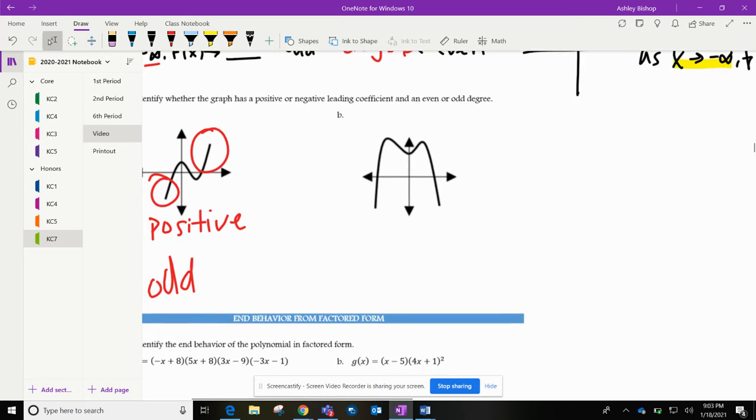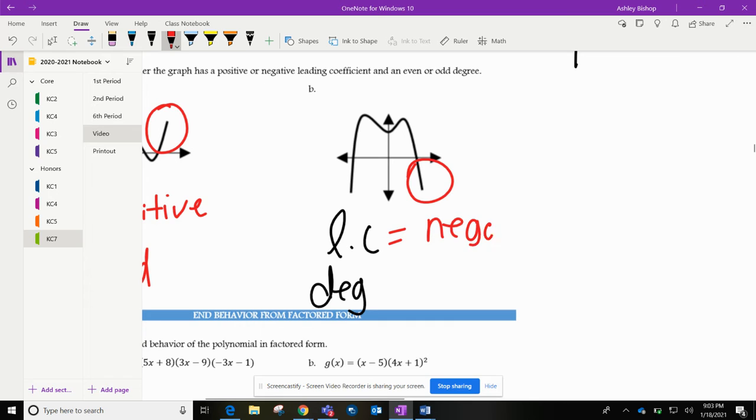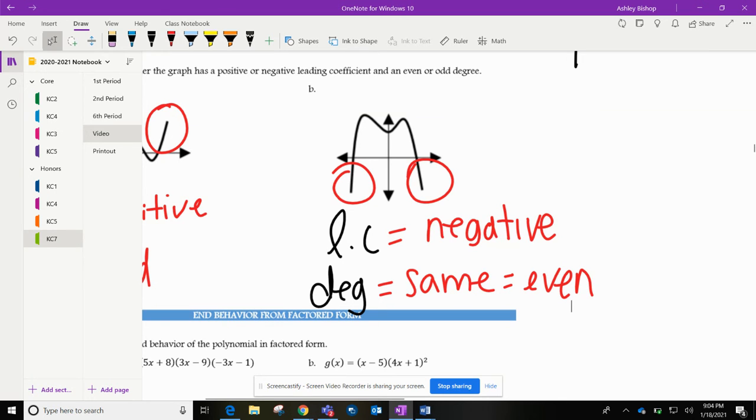All right, over here, I can do the same thing. I'm always going to start looking at the right-hand side of my graph. And here, the right-hand side of my graph is going down. So when the right-hand side of my graph goes down, I know that my leading coefficient is negative. But both of my graphs are facing the same direction. My graphs are both going down. They're doing the same thing, so that must mean that they are the same, which means that they are going to be even. So that's how I know that.